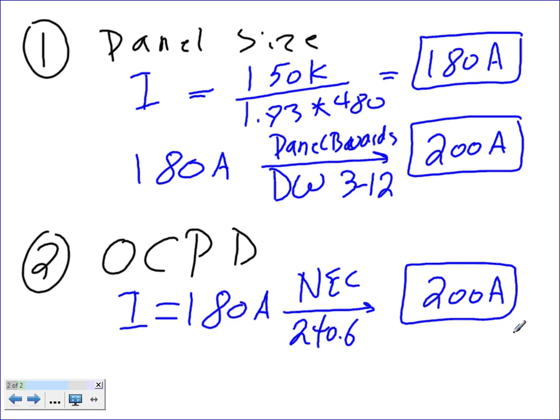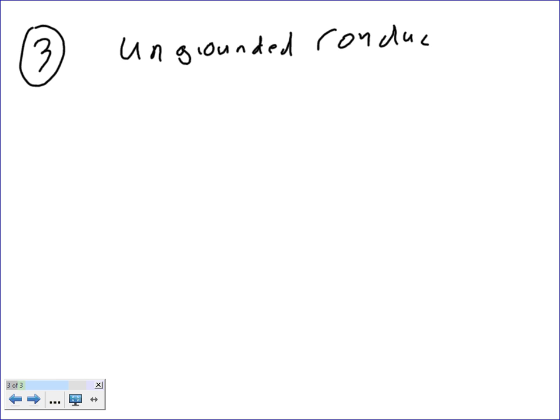Okay, let's go to the third one. Number 3. In this case, this is a service panel. I'm going to call it a service panel. So these are ungrounded conductors, aka the 3 phases.